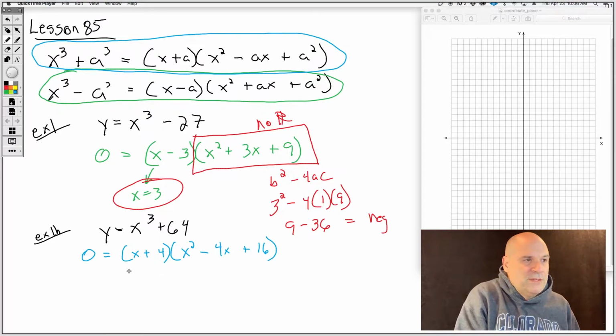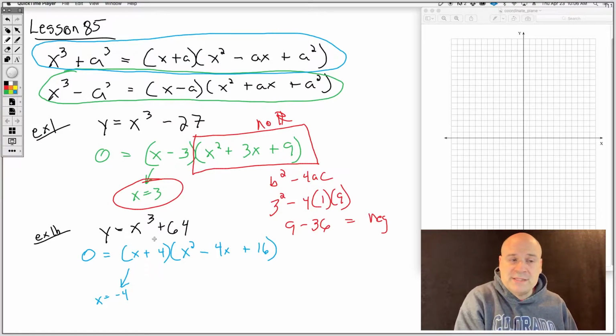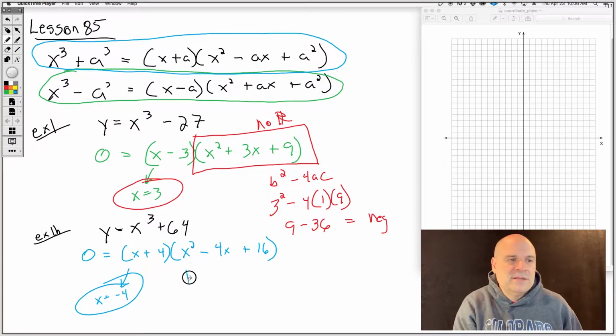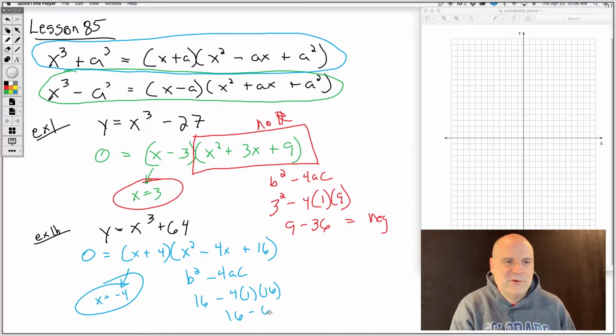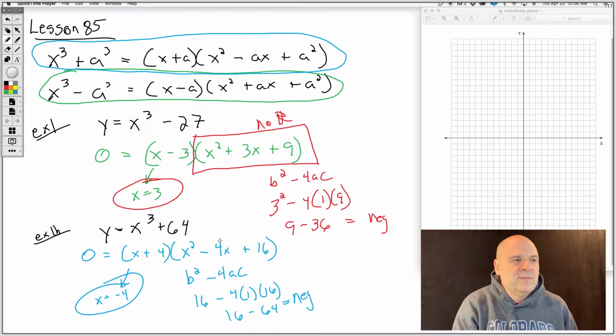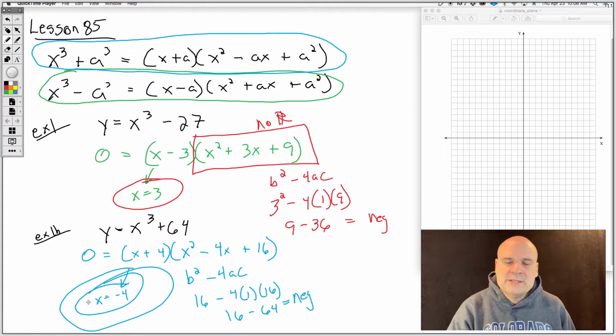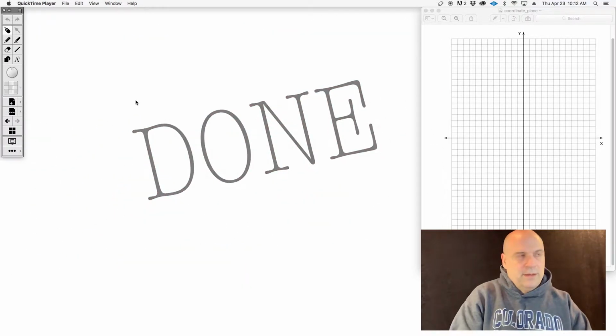Well, we know one of our roots has to be x equals negative 4, because that will make this parenthesis 0. But what about this? Let's plug that into our discriminant and see if that gives us some real roots. b squared minus 4ac, so 16 minus 4 times 1 times 16, doesn't look like it. 16 minus 64 is also negative, so these are complex roots. So our only answer is x equals negative 4. So far, so good?